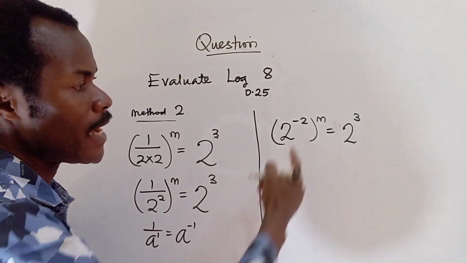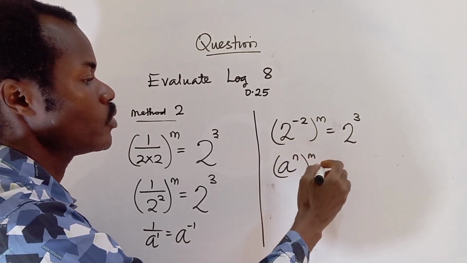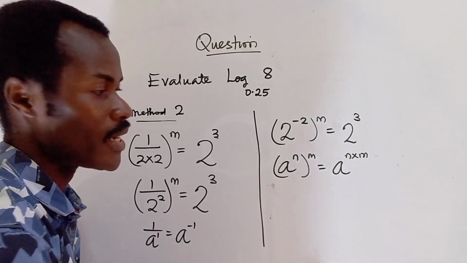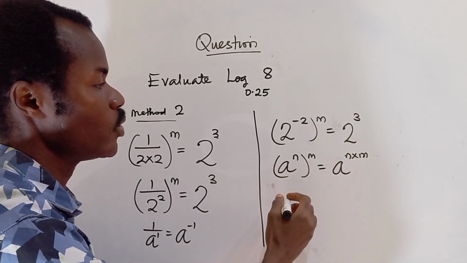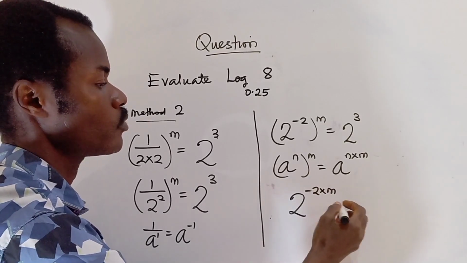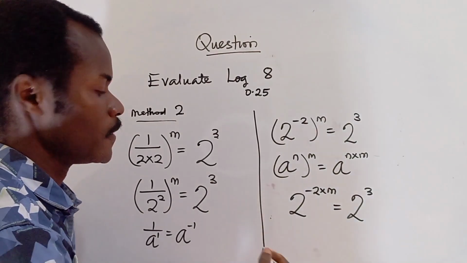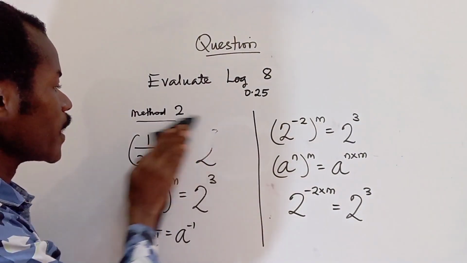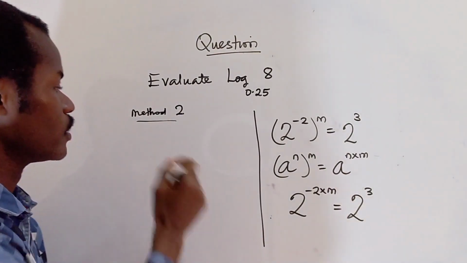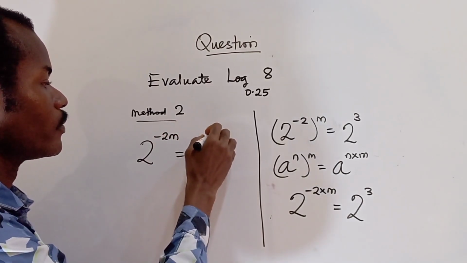Now, when we have double powers, like if I have a raised to the power of m in bracket n, we can write this as a to the power of m times n. All right, so I'm going to apply this here. So I'm going to have 2 to the power of minus 2 times m, which is equal to 2 raised to the power of 3. So minus 2 times m is simply going to give me minus 2m, which is equal to 2 to the power of 3.